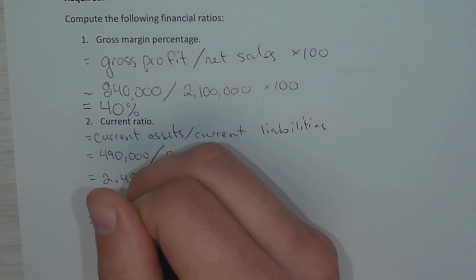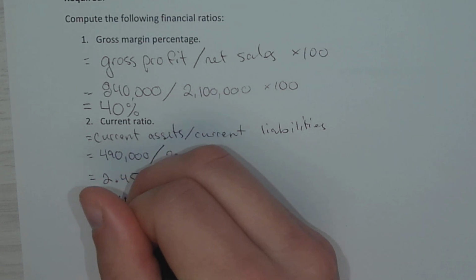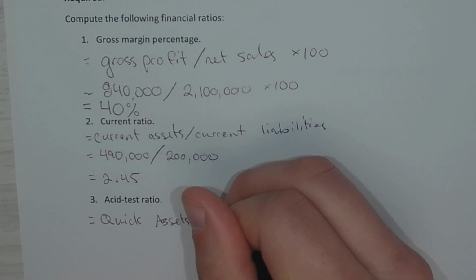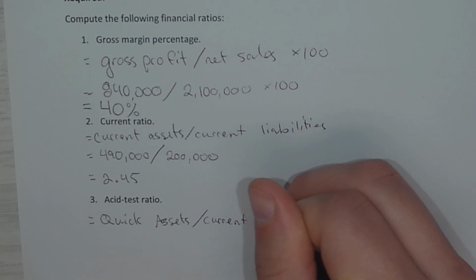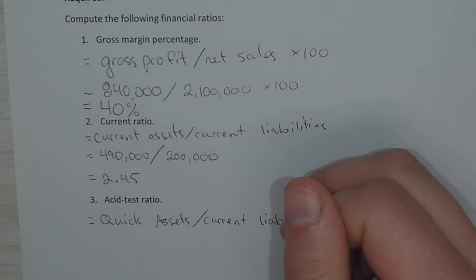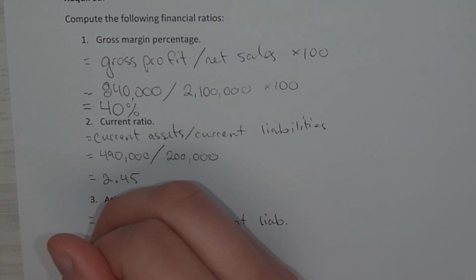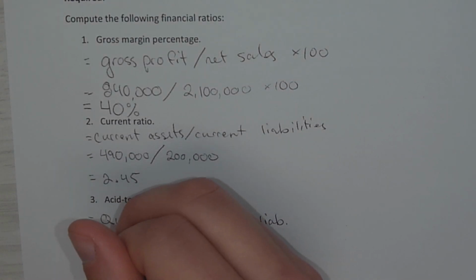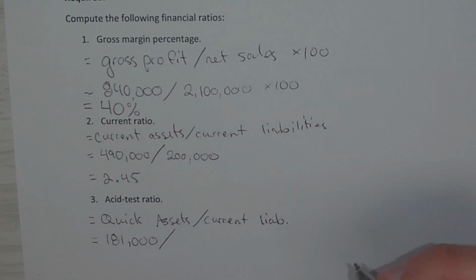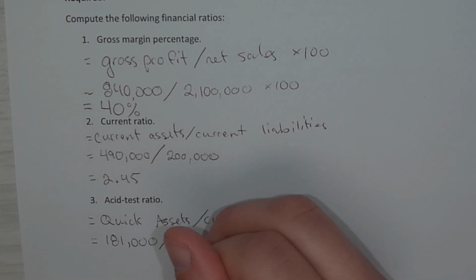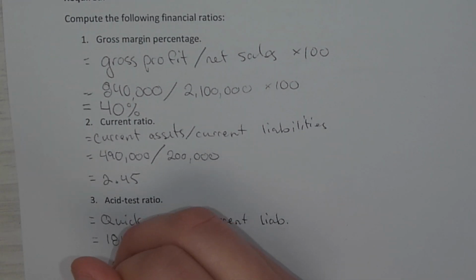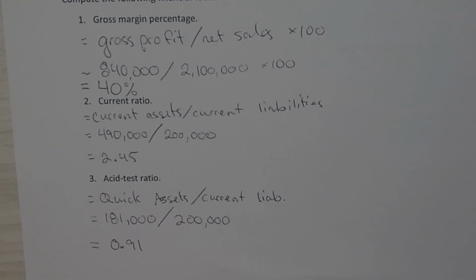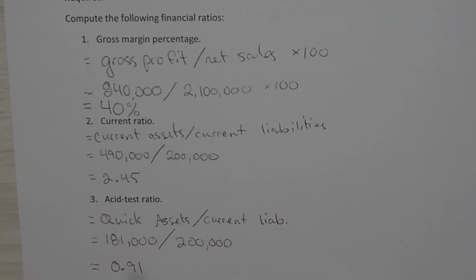So quick assets divided by current liabilities. And so we said it was 181,000 divided by our current liabilities of 200,000, and we get a 0.91 acid test. So if push came to shove, if all of our current liabilities had to get paid immediately, we cannot immediately cover them.